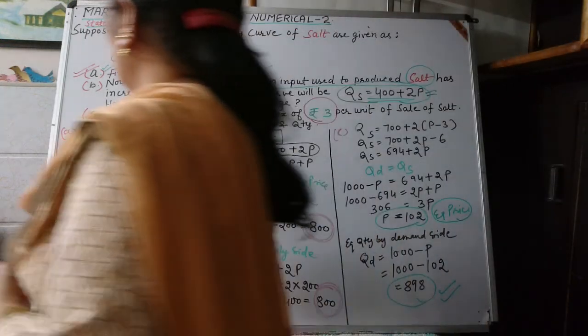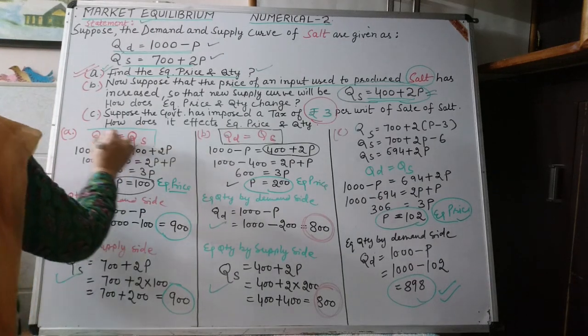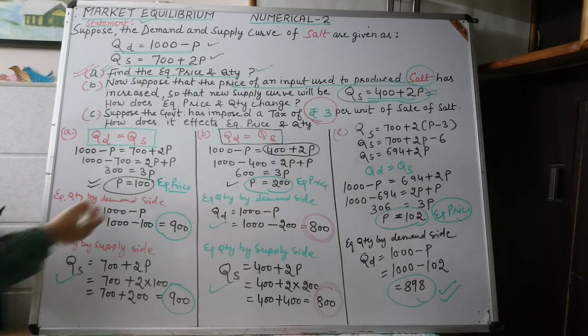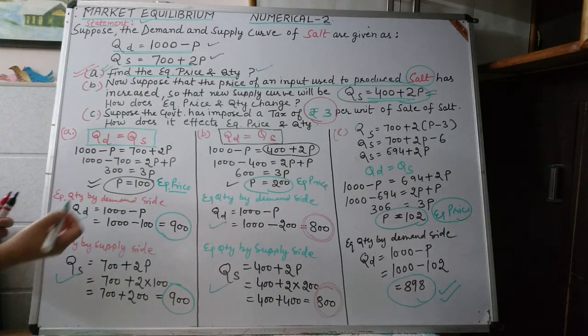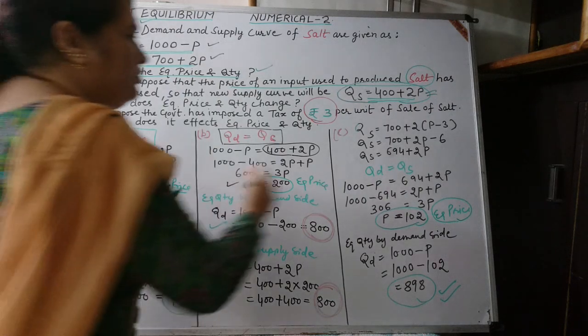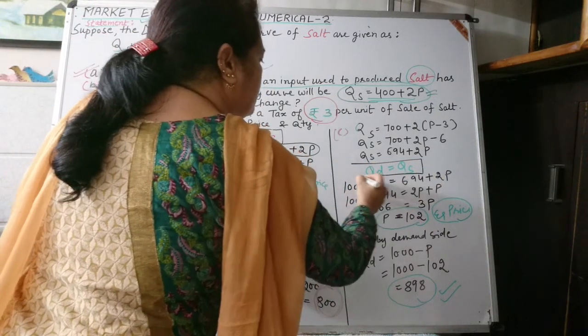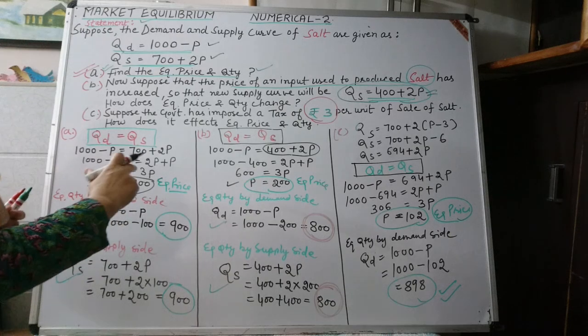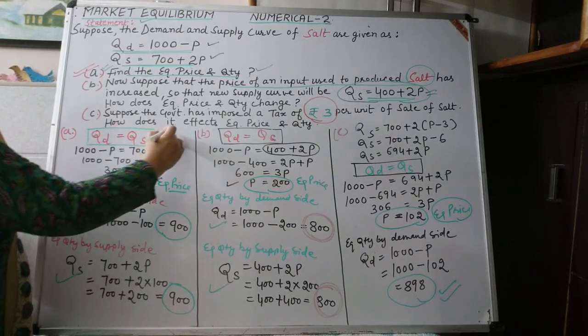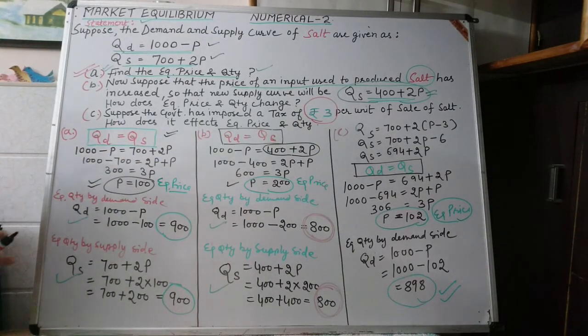So in this way, with the help of this equation, we can easily calculate all the values, and we can also verify our answer, because in each aspect quantity demanded will be equal to quantity supplied. So that's all regarding this numerical.